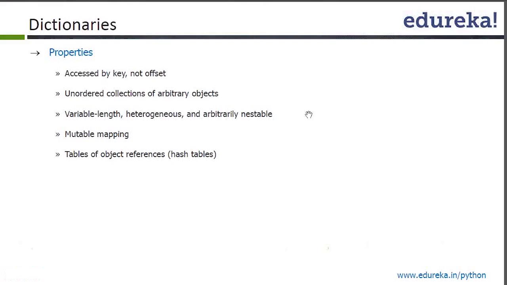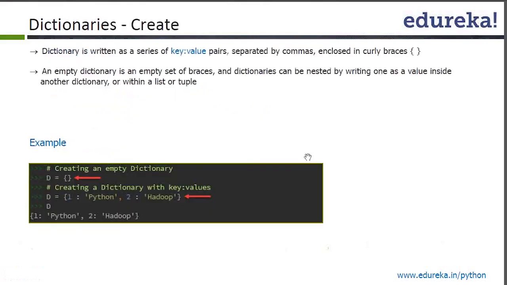So let's go and explore it. Dictionary is written as key value pairs separated by comma enclosed in curly braces. So you learned three things till now. One is list is square braces, your tuple is parenthesis, whereas dictionary is curly braces. An empty dictionary is an empty set of braces, and a dictionary can be nested by writing one of the values inside another dictionary, or within a list or a tuple. So let's see.